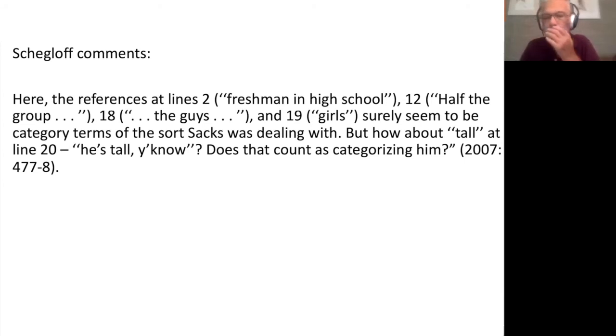Well, my argument is that it is appropriate to treat tall as a category as well, because she's using it in the context of having an advantage at basketball. And all tall persons, not simply this person, have an advantage at basketball. So tall is actually referring to the category of tall persons. So I think Schegloff actually got that wrong.